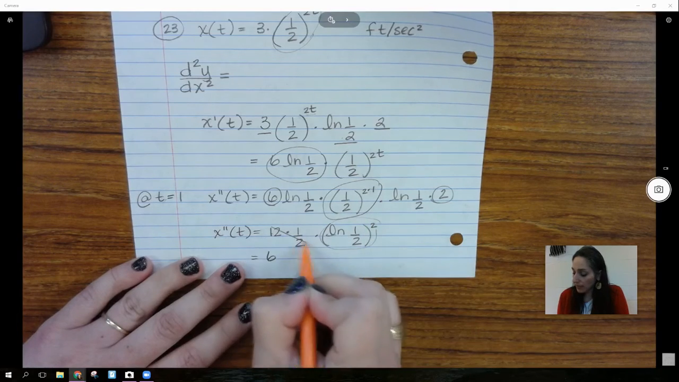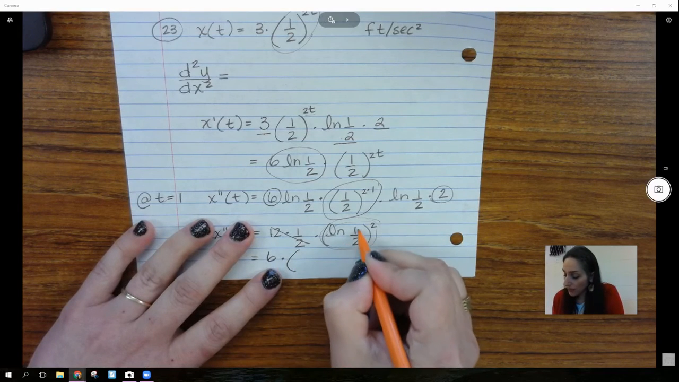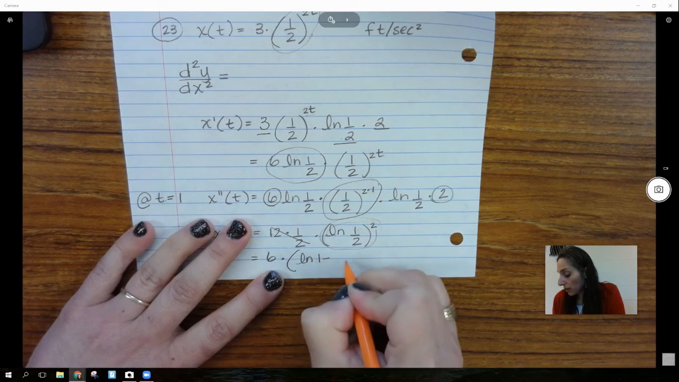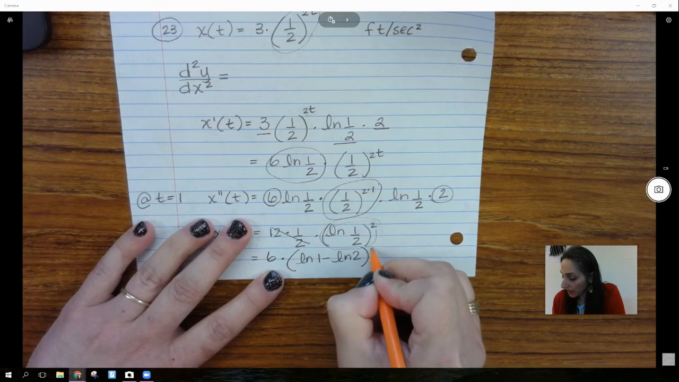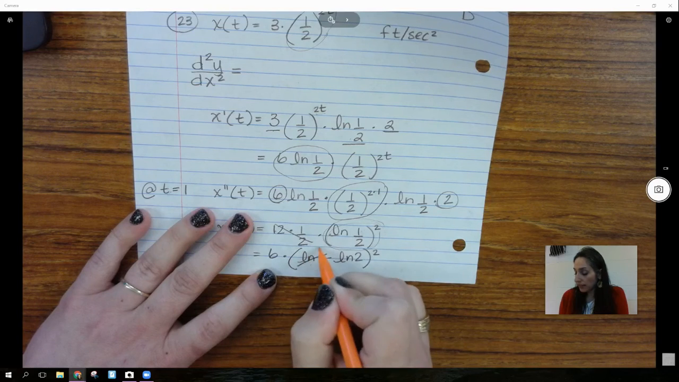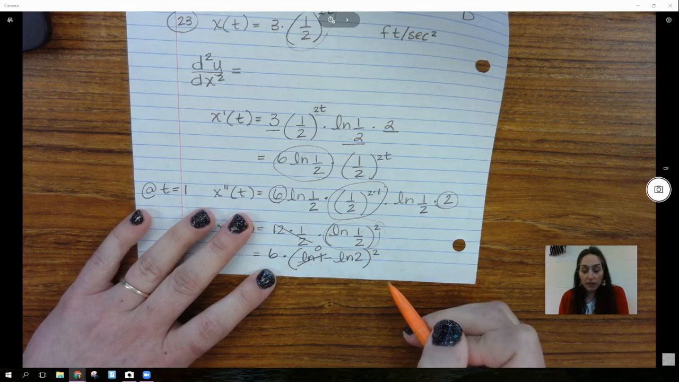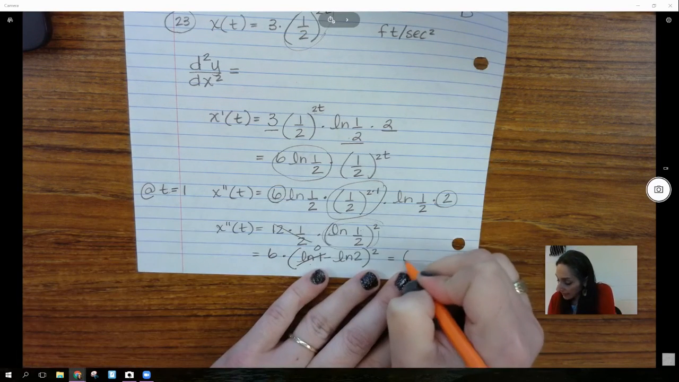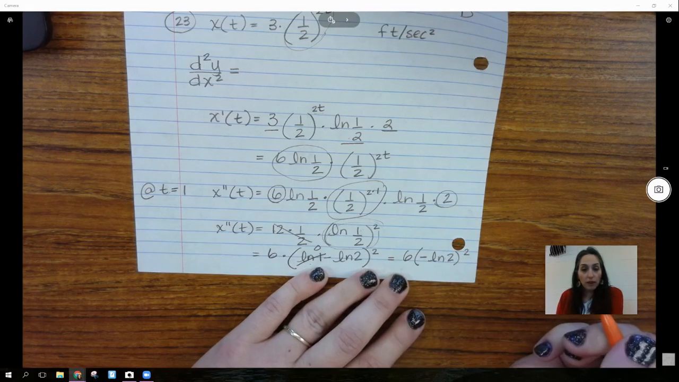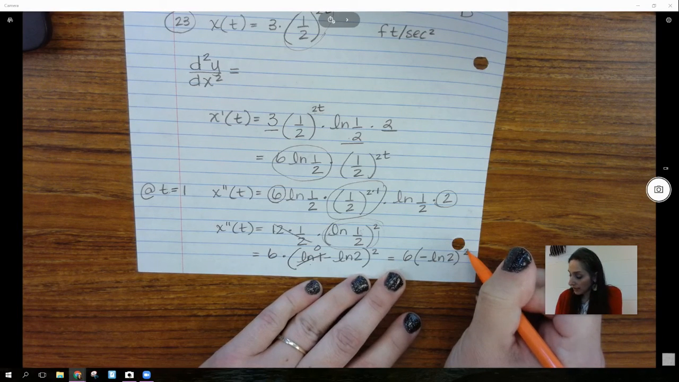This right here, so that takes care of this. This is properties of logarithms. So this is going to be times, if you have division, it turns into subtraction. So this is going to be natural log of 1 minus the natural log of 2, and then all of that squared. Okay? The natural log of 1 is 0. What else can we do here? So this would be 6 times negative natural log of 2 squared.